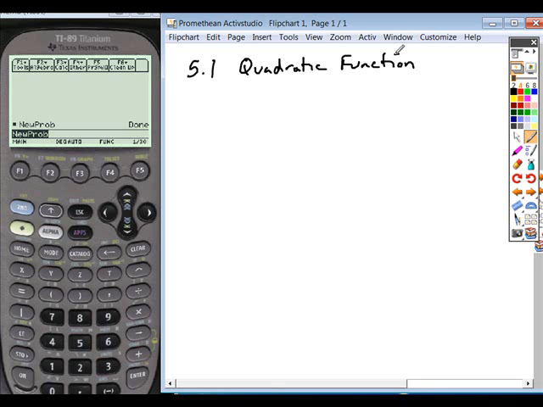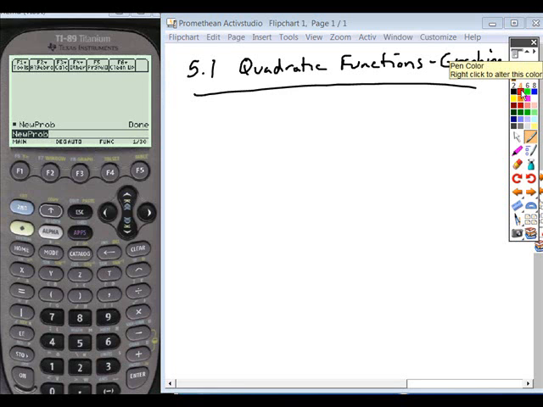And so the first thing that we're going to look at regarding quadratic functions is how to graph them. And there's a number of different ways that you're going to be asked to sketch these graphs or graph them. Okay. First of all, a couple things to be aware of.